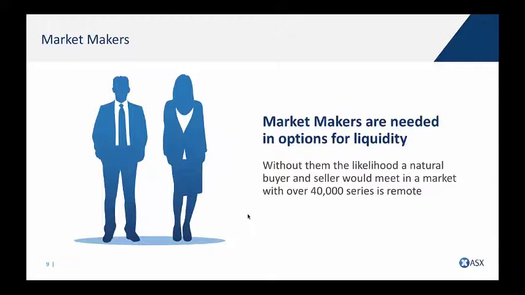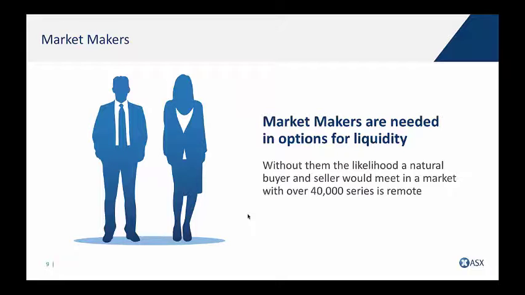So let's have a quick look into market makers and why we have market makers in options markets. Unlike the stock market, where there's often lots of buyers and sellers when it comes to companies on the ASX, when it comes to options themselves, there's 40,000 odd different series on each stock that we have options over. The likelihood that someone wanting to buy at the same time that someone else in the natural marketplace wants to sell that is remote. So we need market makers to help provide liquidity to the options market.